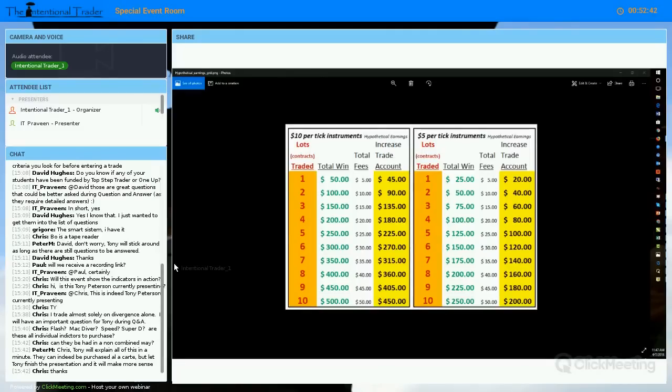The idea here is you get good at trading for 5 ticks. You get really good. You become a master at trading for just 5 ticks. And then you watch your account grow a little bit. And then you trade 2 contracts and you do the exact same thing.